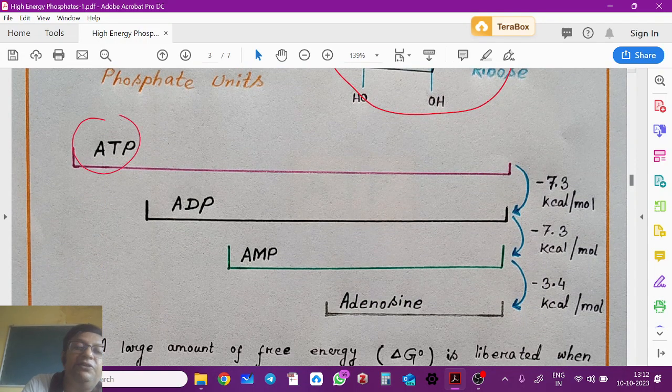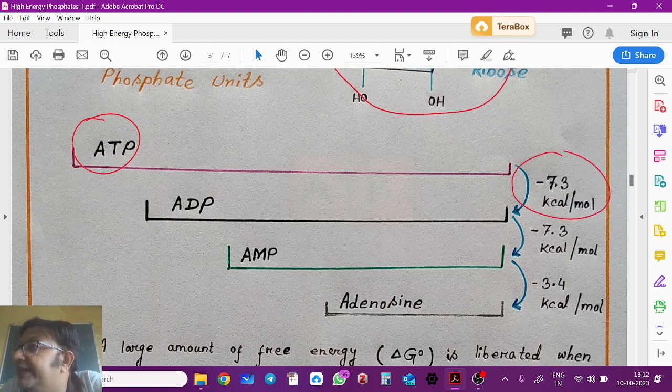So when ATP is hydrolyzed, 7.3 kilocalories per mole is released, therefore the minus sign. It's the Gibbs free energy. Gibbs free energy negative means it releases energy. Then you have ADP, when it's broken to ADP. Again, when ADP is broken to AMP, you have 7.3 kilocalories. When AMP is broken into adenosine, you get 3.4 kilocalories per mole. So it's a highly energy rich compound.